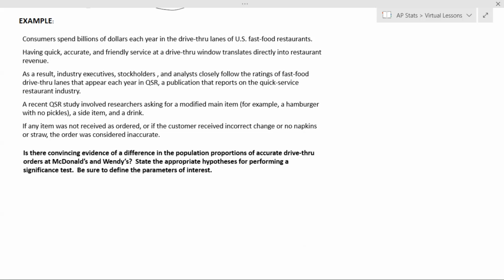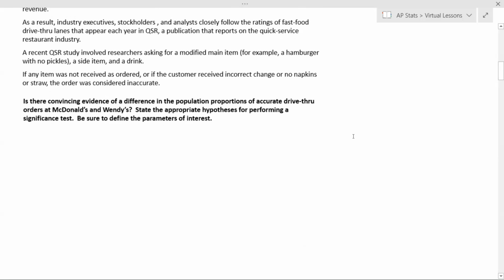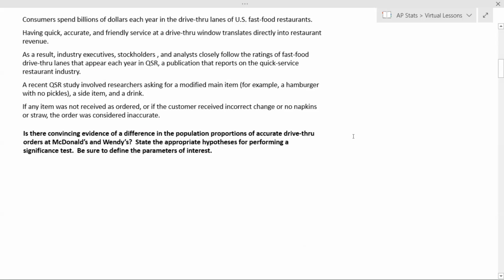A recent QSR study involved researchers asking for a modified main item, for example, a hamburger with no pickles, a side item, and a drink. If any item was not received as ordered, or if the customer received an incorrect charge or no napkins or straw, the order was considered inaccurate. Now, the question: is there convincing evidence of a difference in the population proportions of accurate drive-through orders at McDonald's and Wendy's?